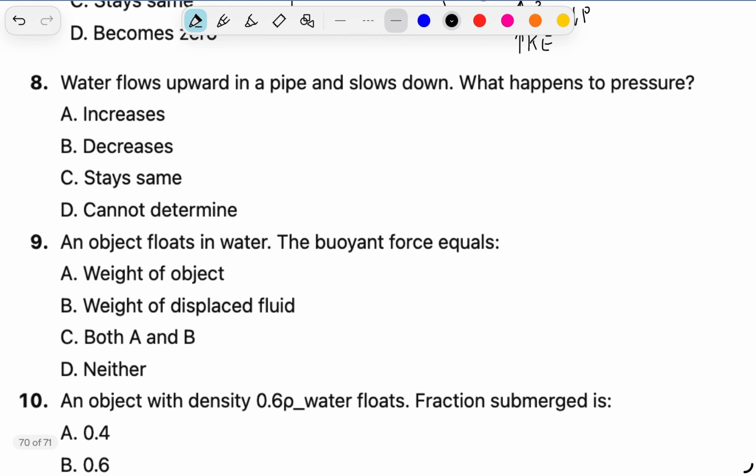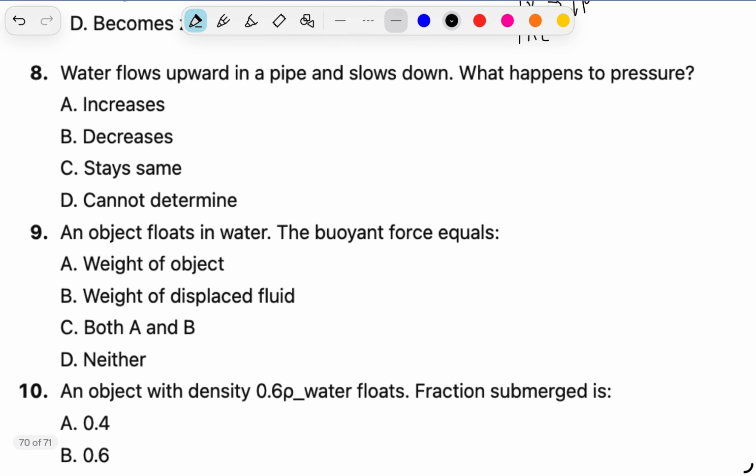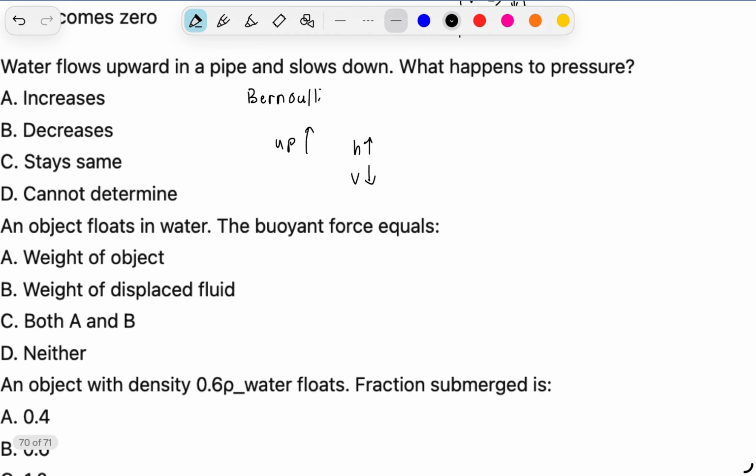Now, water flows upward in a pipe and slows down. What happens to the pressure? Well, again, we're going to use Bernoulli. Since we are moving up, that means that you're going to have a height that increases and then you're going to have a v that decreases. And these both are going to affect your pressure. And what this is going to do to your pressure is that your pressure will increase. We can see this in our equation.